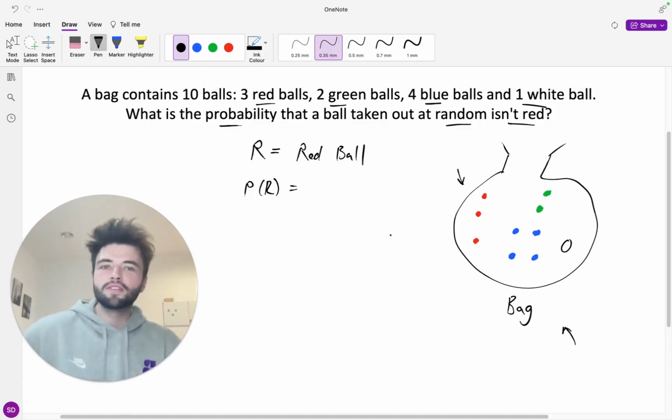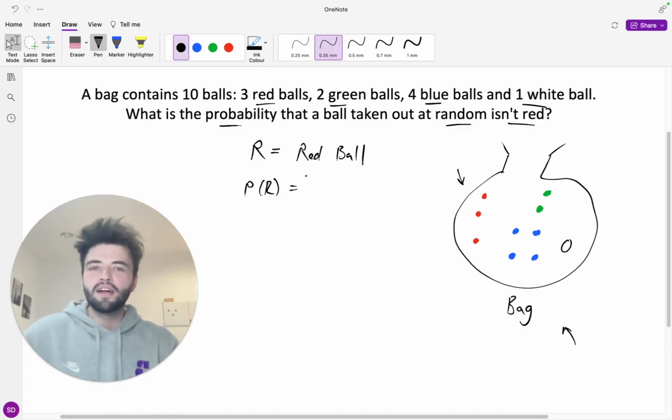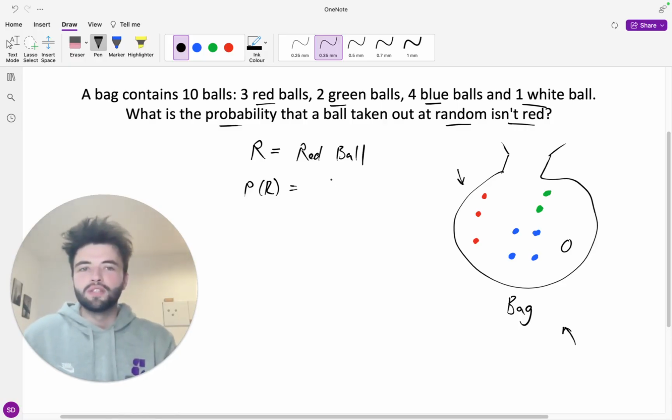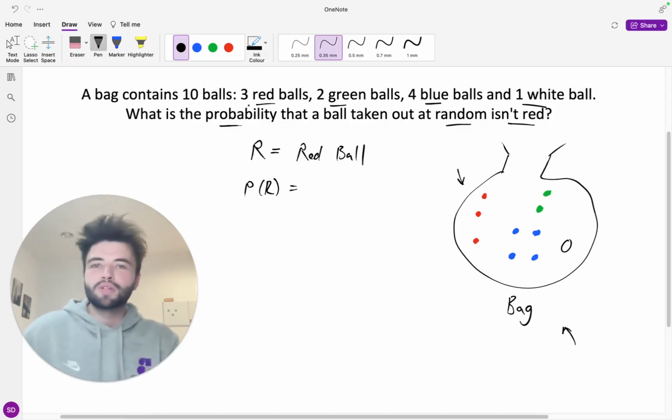So if we say that R is going to be the outcome of getting a red ball, the probability of R is going to be the chance of getting a red ball, which is going to be the number of red balls in the bag, straight from the question, which we know is 3. So we can put 3 here. We can also see it in our diagram. There's clearly 3 different red balls in the bag over the total number of balls in the bag, which we're told straightforwardly in the question is going to be 10. And so the probability of getting a red ball at random, if we take one out, is going to be 3 over 10.